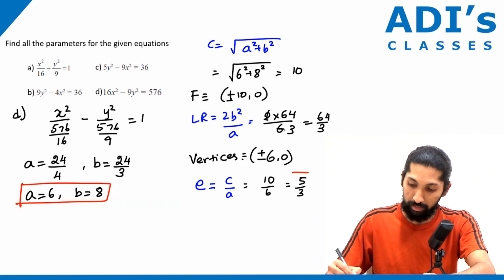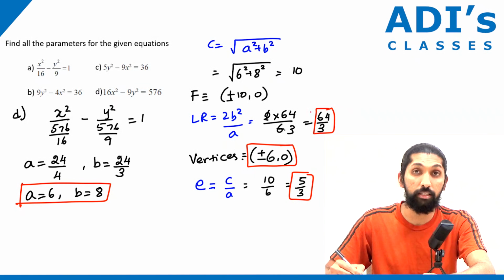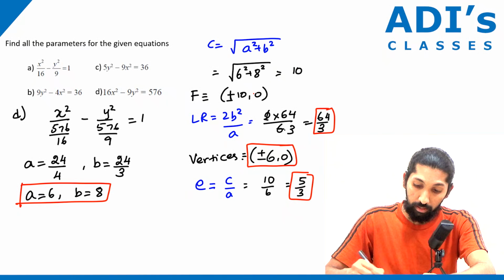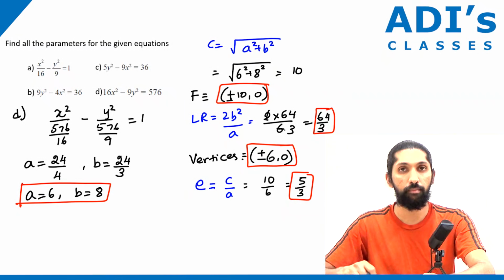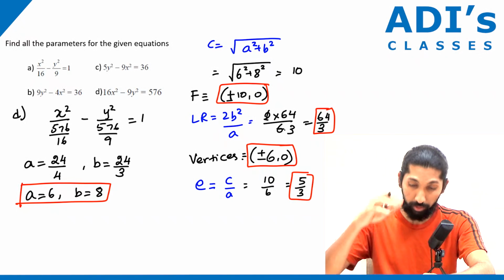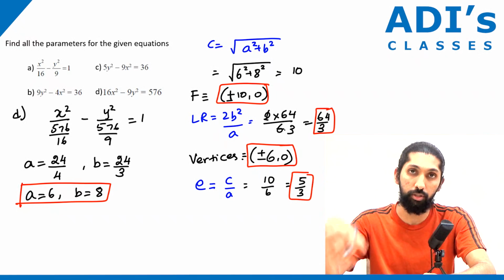So we have the eccentricity, then the vertices, then LR, then the foci, and we have pretty much everything. Clear? So this is how you get the parameters from the particular equation. Fair enough?